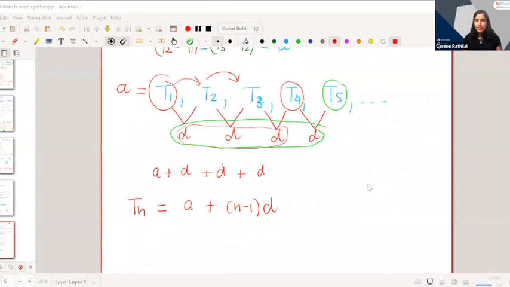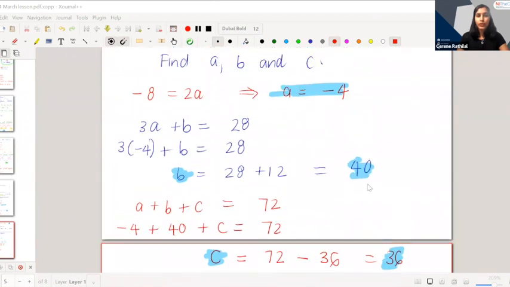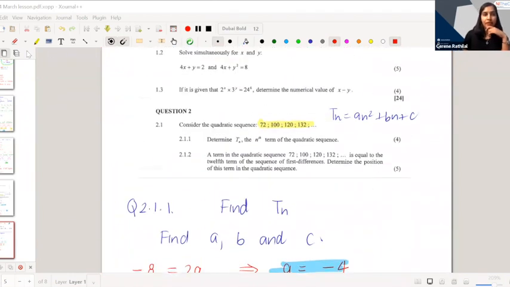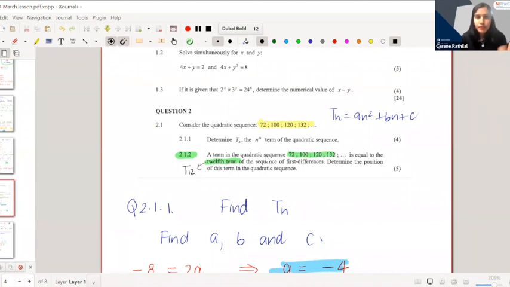So perhaps let's look at an example, but I think what we could do is continue to look at this question here. Let's go back to the examination. Examination question 2.1.2 tells you the following. It says that a term in the quadratic sequence, so we're still working with the original sequence we already worked with, is equal to the 12th term, which we usually call T12, of the sequence of first differences. So here is our key word: we have to look at the first difference.